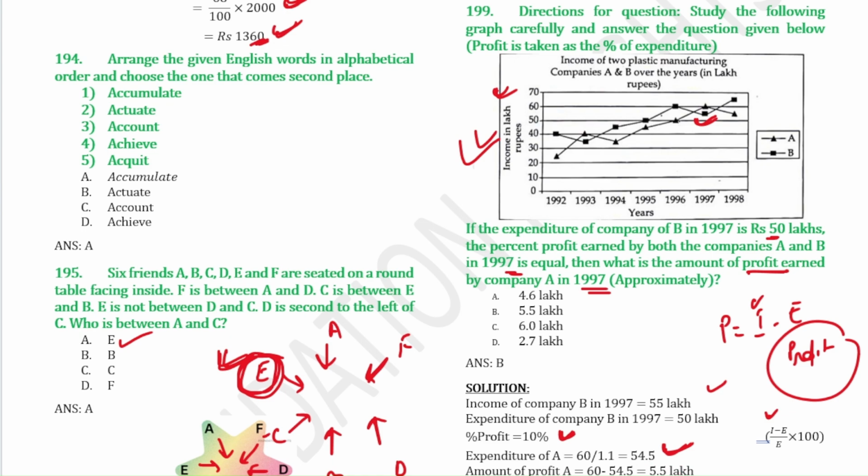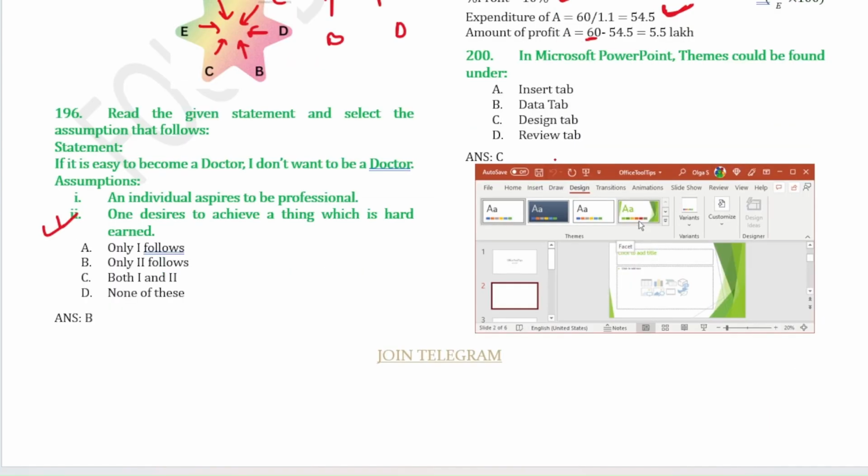Now to find the amount, in the year 1997, the income of A is 60 lakh, that is given in the question. So 60 minus the expenditure will give you 5.5 lakh. Next question, in Microsoft PowerPoint, themes could be found under, so themes could be found in the design tab.